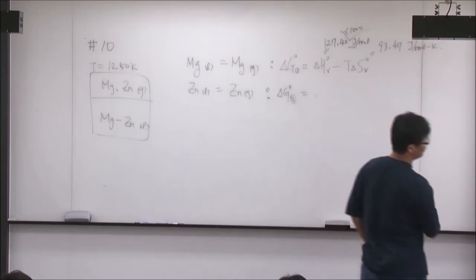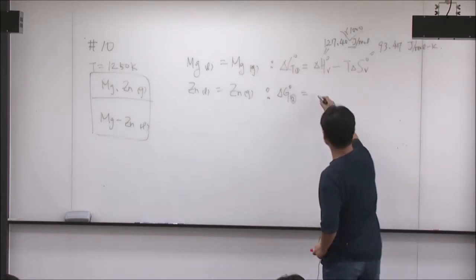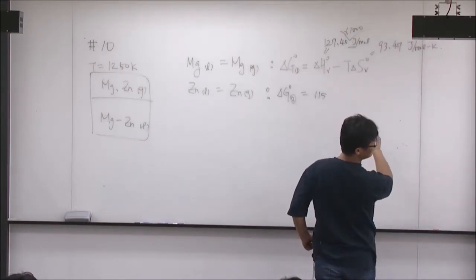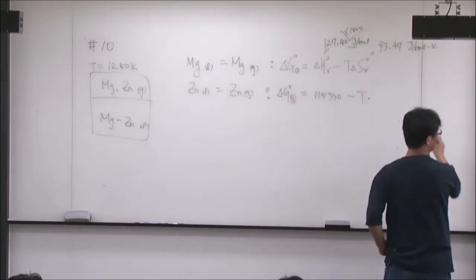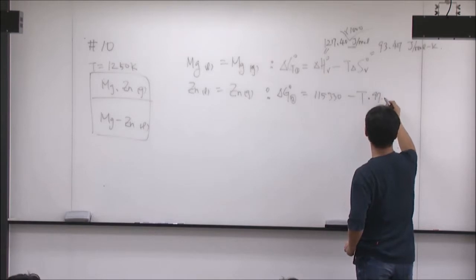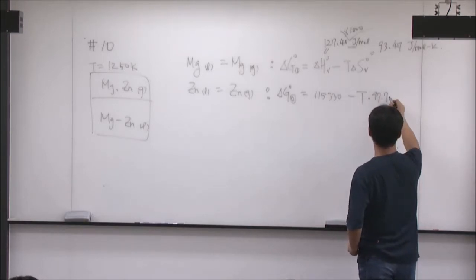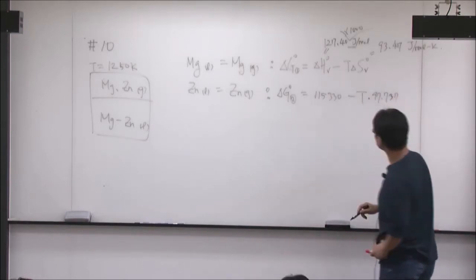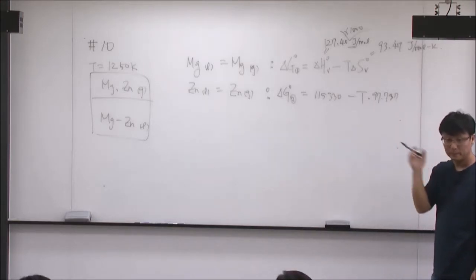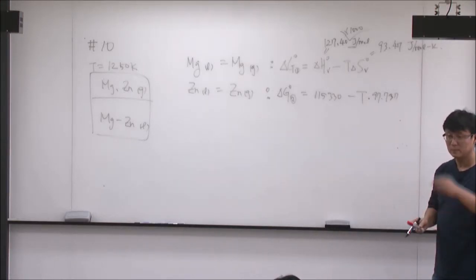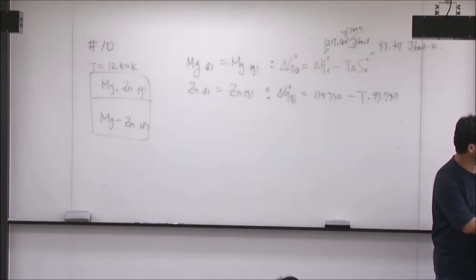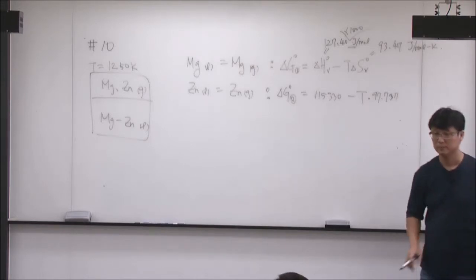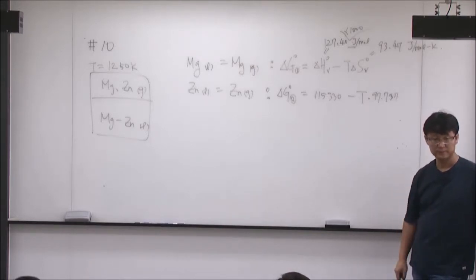And delta G2, so delta HV in this case is 115,330 minus T times 97.737. Is that okay? So the unit is wrong. This unit should be here, and this unit should be there. Only swapping the unit.